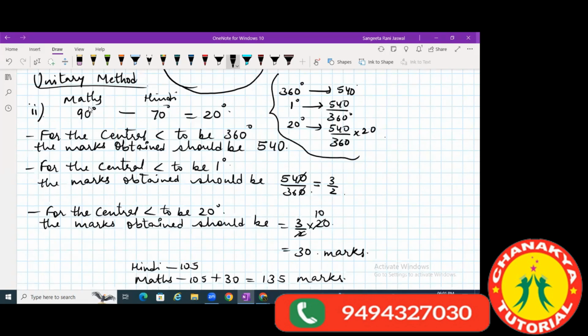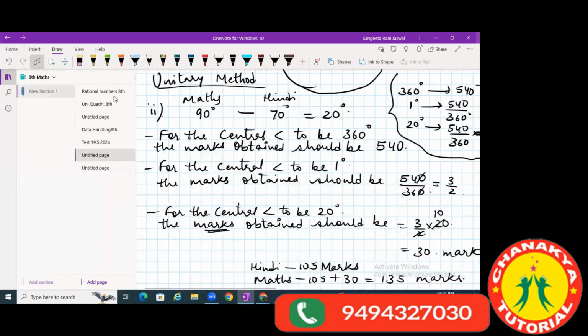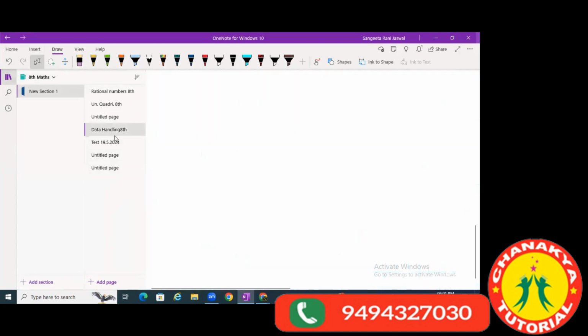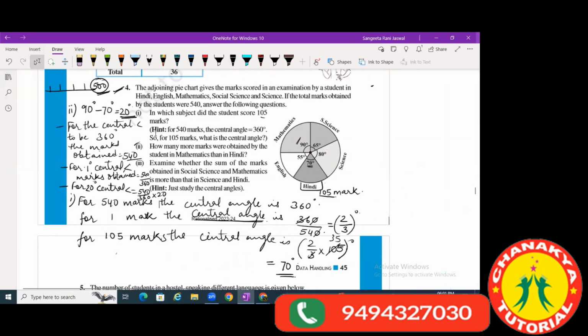Now for the central angle to be 20 degrees, the marks obtained should be 3 by 2, this fraction, into 20. Okay? When you reduce it, you will get 30 marks. Because we are finding marks here, you will get 30 marks. That means the child has got 30 more marks in maths than Hindi. In Hindi, the marks were 105. So in maths, the marks are 105 plus 30, which is equal to 135 marks. Understood now? Yes, ma'am.